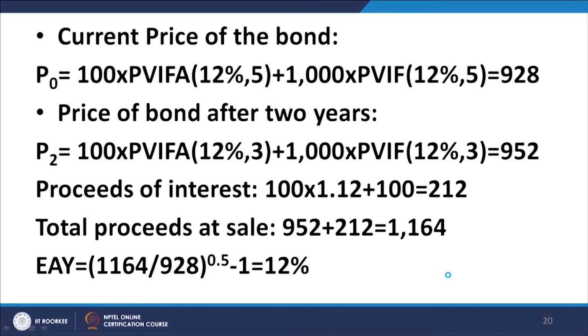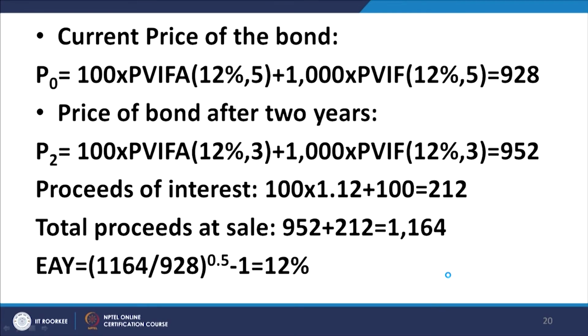Price of the bond after 2 years: please note we are given that the YTM has not changed during the life of the investment of 2 years. In other words, over this 2-year period there has been no change in the YTM of the bond. So, the price at which the bond is liquidated in the market, P2, at the end of 2 years, is again calculated at 12%. Now, we have 3 coupon payments remaining, so the present value will be calculated for 3 years. 100 into PVIFA 12% for 3 years plus 1000 into PVIF 12% for 3 years comes to 952.